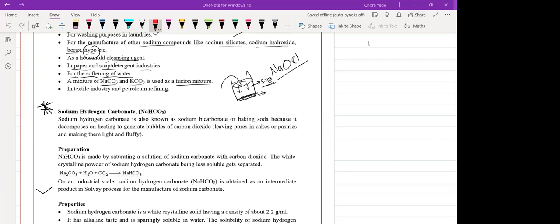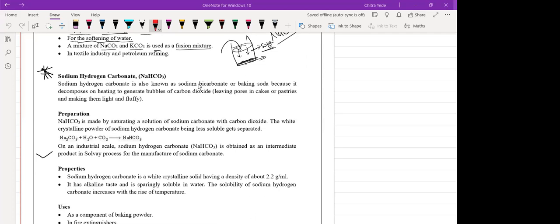Okay, everyone. So we are going to start the detailing about sodium hydrogen carbonate, which is nothing but sodium bicarbonate. It is also called baking soda or baking powder. Sodium hydrogen carbonate is also known as baking soda because it decomposes on heating to generate bubbles of carbon dioxide gas, which leave pores in the cake, even in pastries, bread, etc., and make it light and fluffy.